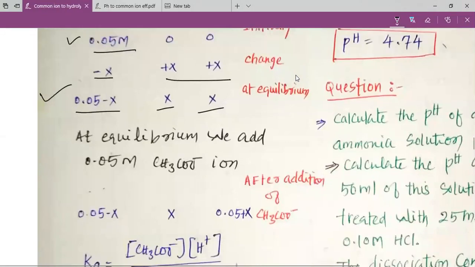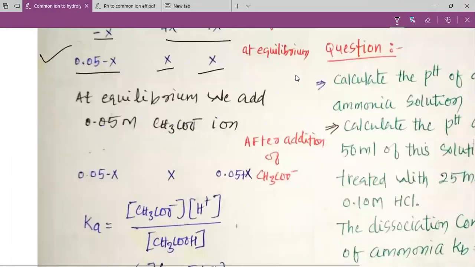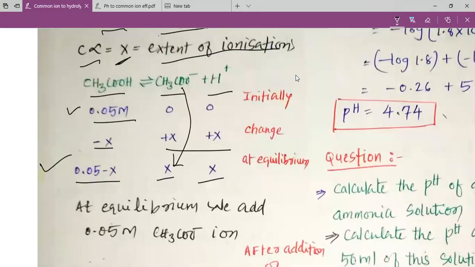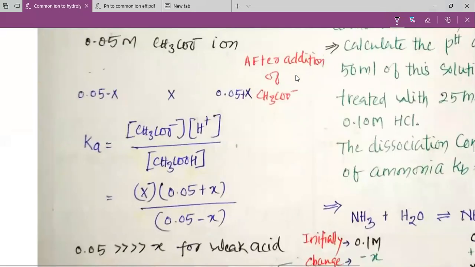Now at equilibrium, my dear students, from outside we add 0.05 molar CH3COO minus ions. So you can see that we have the concentration of CH3COO minus ion, which is X. Now from outside we add 0.05 mole. So the total concentration becomes X plus 0.05 mole per liter. So the concentration of CH3COO minus also becomes 0.05 plus X mole per liter.